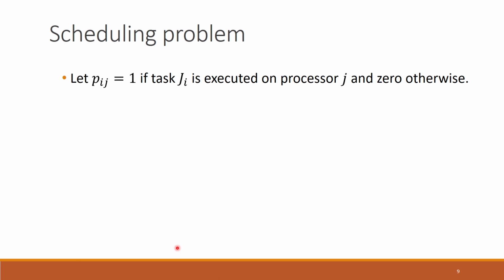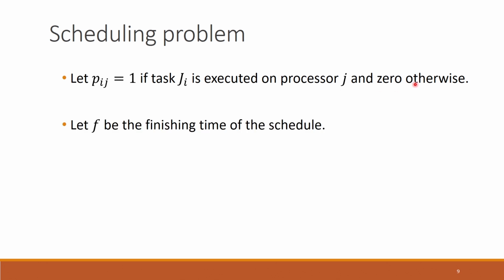Another decision variable that we will be defining, and very important, is P_ij. This is a binary decision variable. It is equal to 1 if task J_i is executed on processor j and 0 otherwise. And let this small f be the finishing time of the schedule. What does the finishing time of the schedule mean? It is the last time at which a task gets completed.